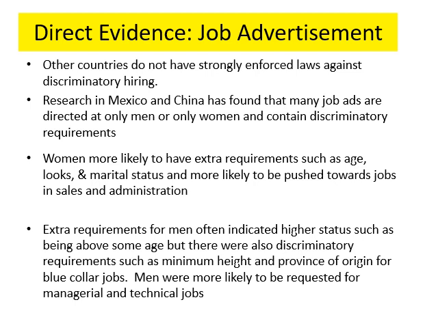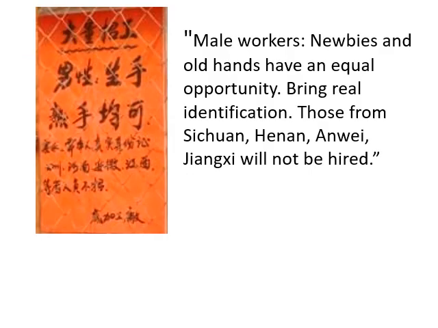Just to give you a very specific example, it's kind of messy, but this is taken from a photo that was posted on a factory fence in China. So this sign was on a fence at a factory in China. I can read about 3/4 of it, but the bottom is super messy and kind of blurry. But I had a student help me translate the bottom part. So the sign says, "Male workers, newbies and old hands have an equal opportunity. Bring real identification. Those from Sichuan, Henan, Anhui, and Jiangxi will not be hired." Those last four are four provinces of China. People from those provinces will not be hired.